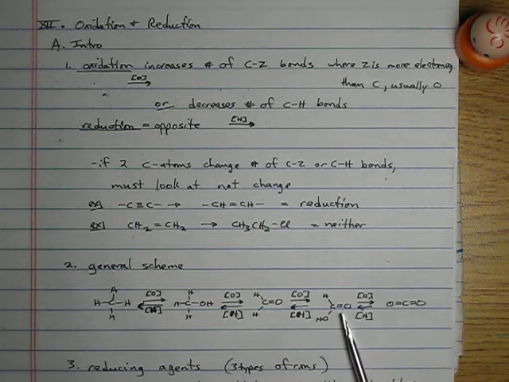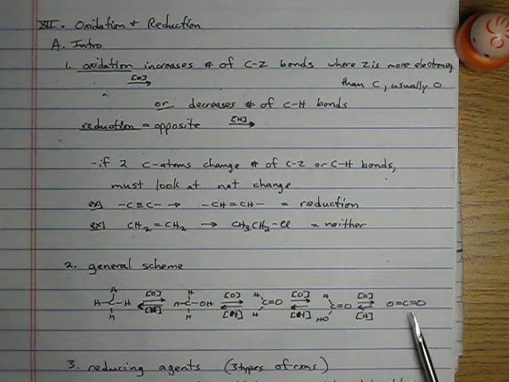And if we wanted to add another bond, if we've got 3 bonds to oxygen, the only way to do it is carbon dioxide. And carbon dioxide is the most oxidized form of carbon. It's got 4 bonds to oxygen. You can't get much more oxidized than that.